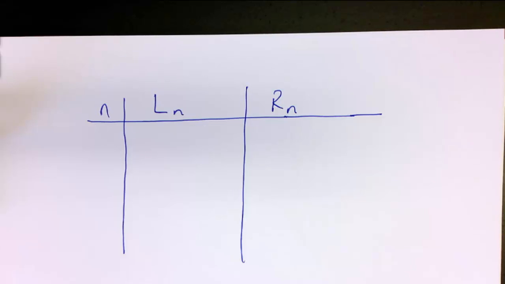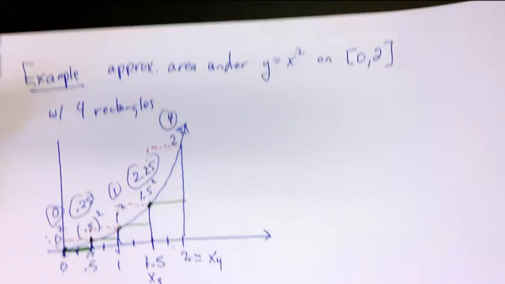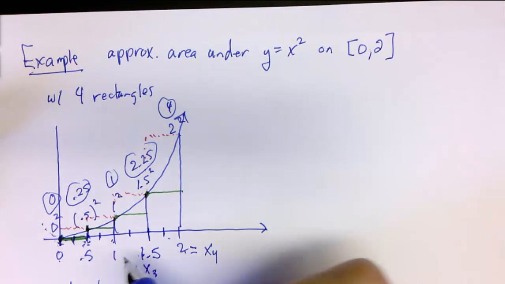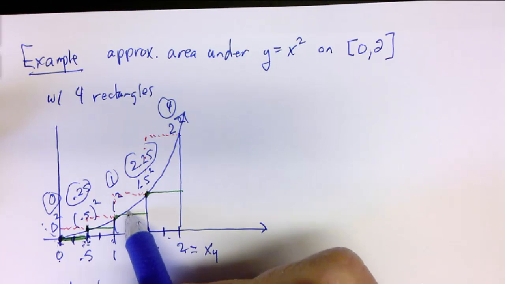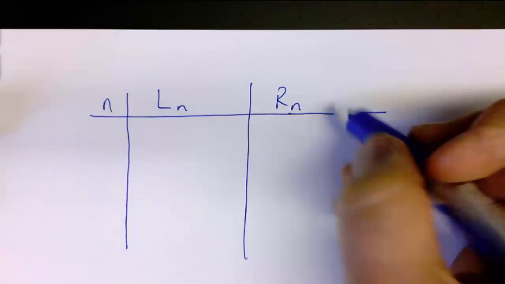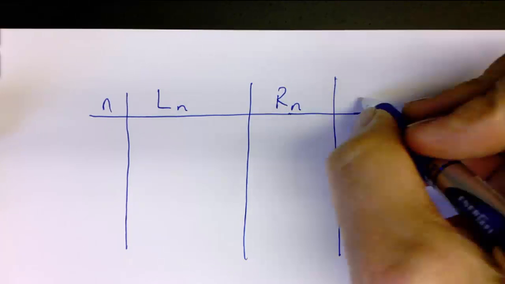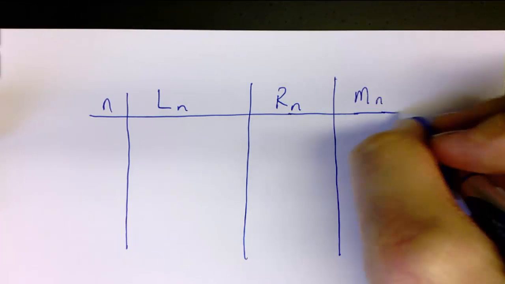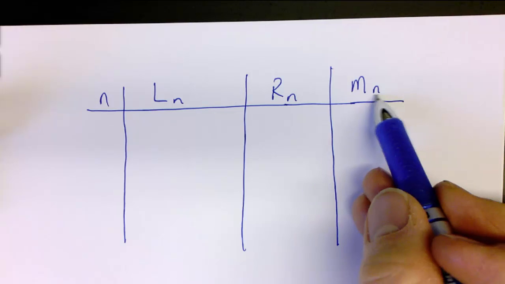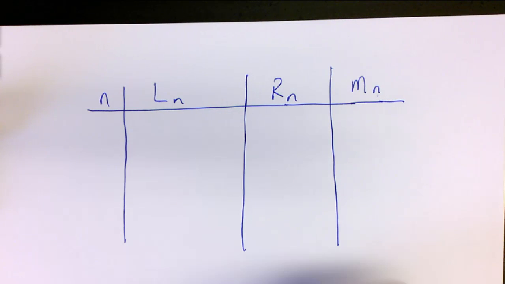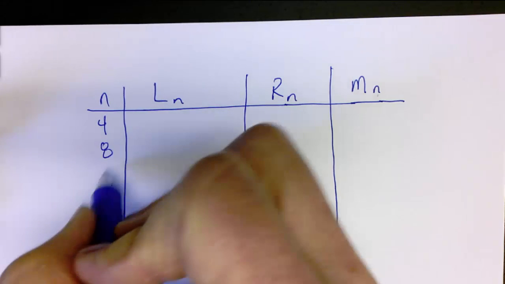Now, right and left endpoints are not our only choices. We could also pick the midpoint of each interval. So for instance, between 1 and 1.5, I could use my sample point to be f of 1.25, and that would be my rectangle. That's called the midpoint formula. I'll call that M with the subscript n to represent how many rectangles we're going to take. Now let's just report some results here.